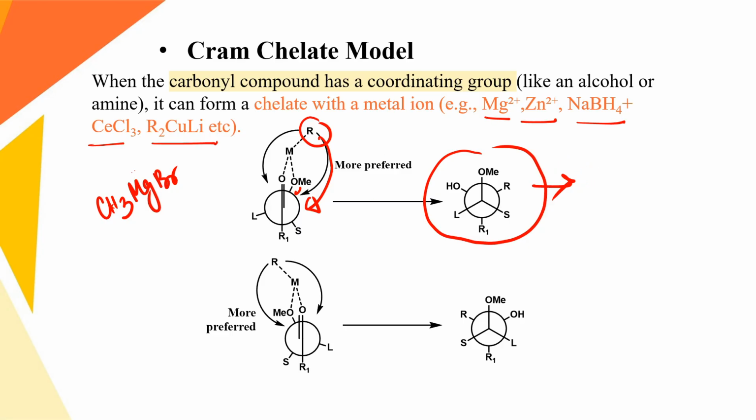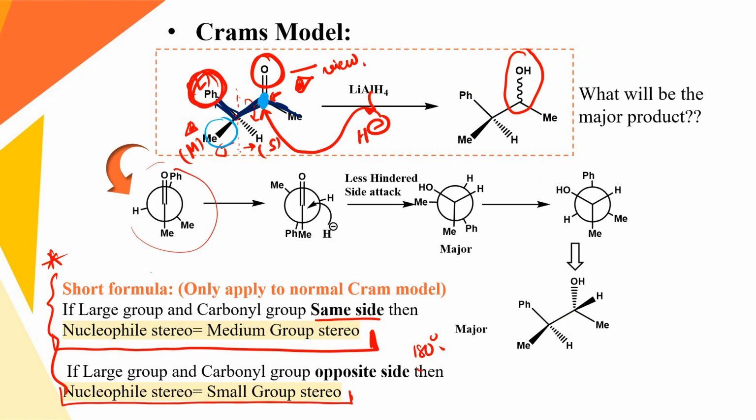In that particular case, it's not necessary to put the carbonyl oxygen and the large group 180 degrees apart, but you have to make sure that the chelating group and carbonyl have close proximity to allow chelation. For example, here you can find a similar type of structure but with a different orientation, so this will also lead to this type of product. And remember that this Cram chelate model does not follow that short formula. The short formula only applies to the normal Cram model.